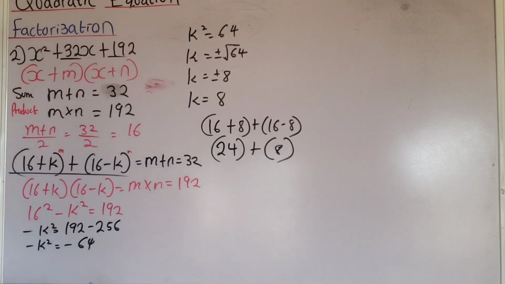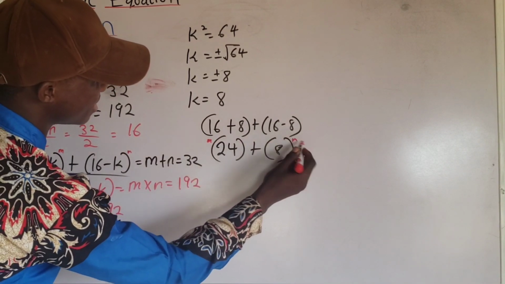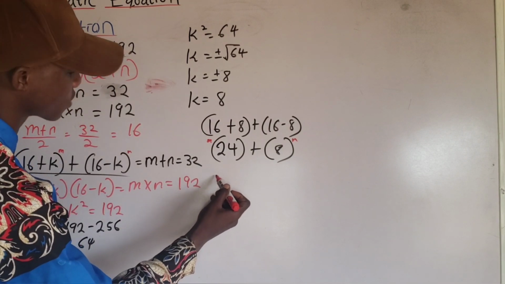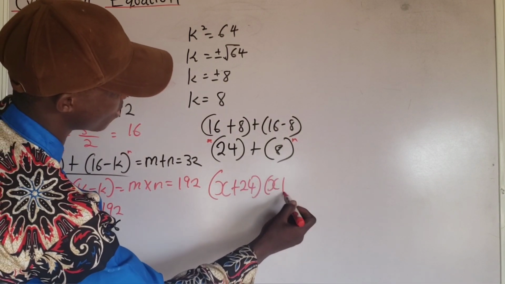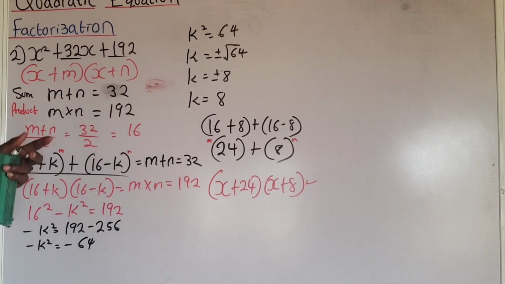So now, this is the value of m and this is the value of n. So the quadratic equation is factored as x plus 24 and x plus 8. You understand? That is the correct factor. Okay, so you can see that it's simple.